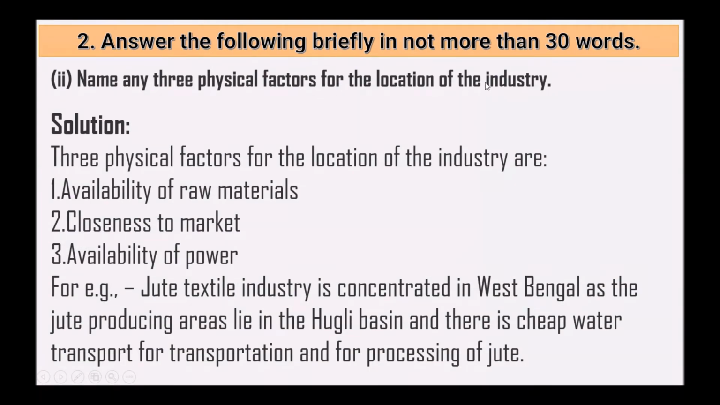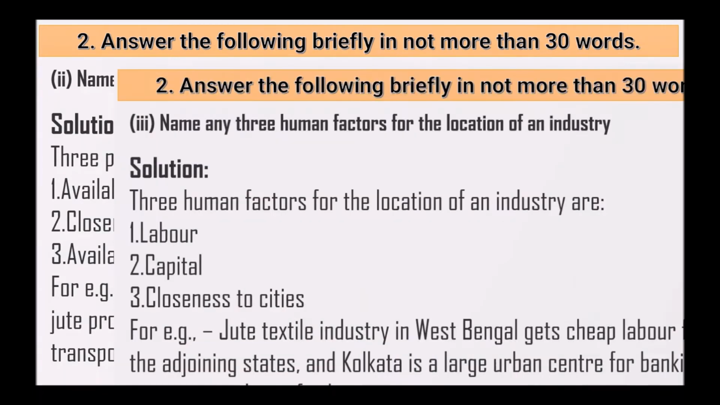Second, name any three physical factors for the location of the industry. The three physical factors for the location of industries are availability of raw materials, closeness to market, and availability of power. For example, the jute textile industry is concentrated in West Bengal, as the jute producing areas lie in the Hooghly Basin, and there is cheap water transport for transportation and for processing of jute.